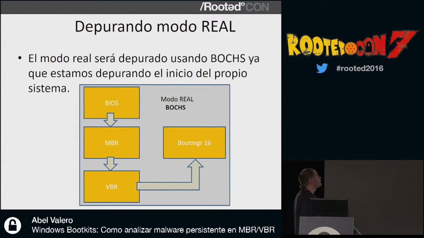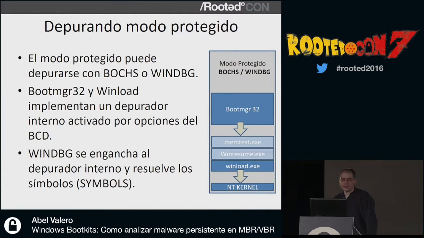This we will do using Bochs. It will allow us to debug the BIOS, the master boot record, the VBR, and the boot manager on the 16-bit side. Then we will need to debug in the protected mode. Here things get a little more complex. Windows in the starting files includes an auto-debugging protocol of its own. So we can get into the different parts of the starting mechanism.